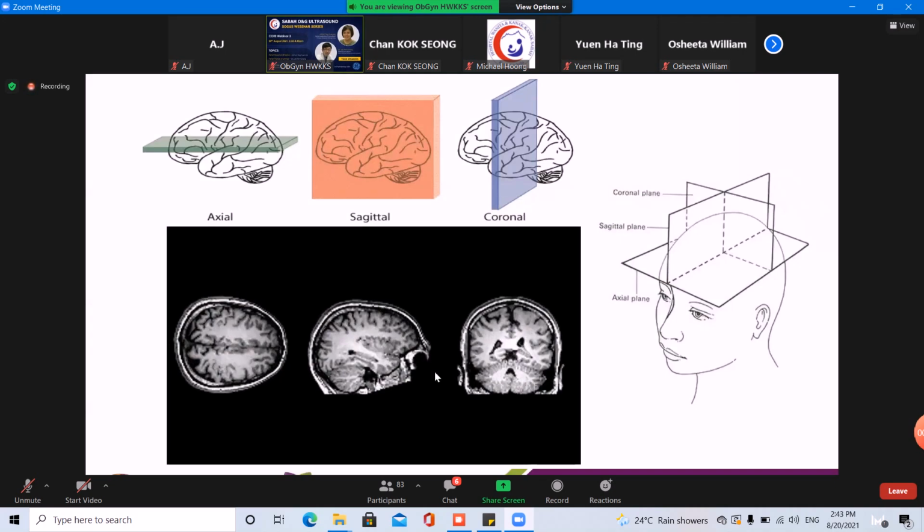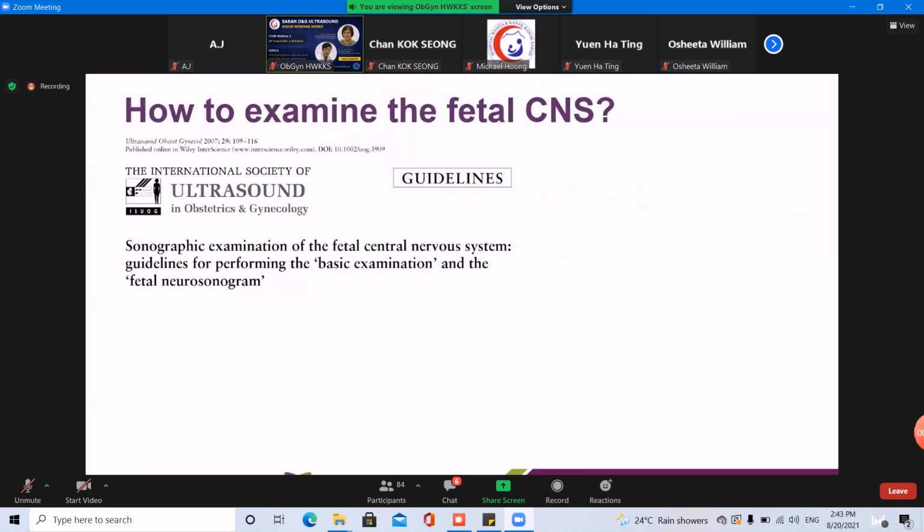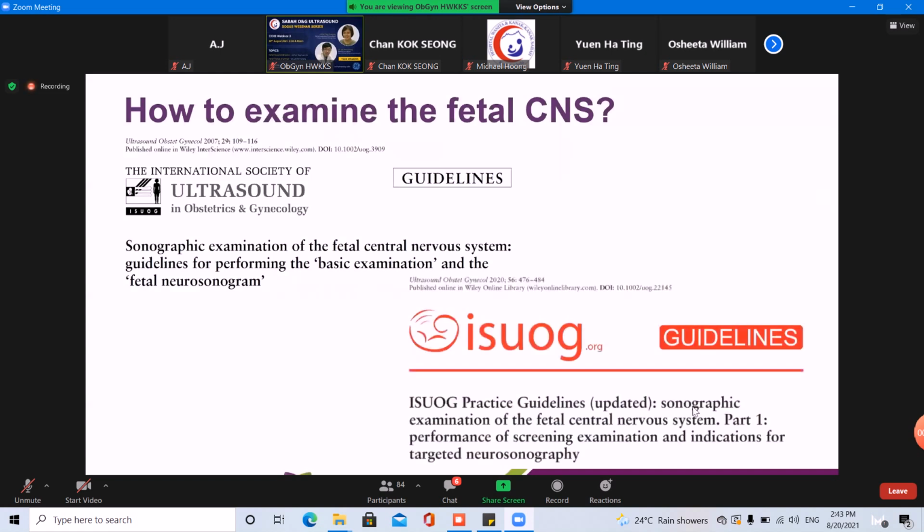And how do we examine the fetal brain by ultrasound scan? We follow guidelines, and the most important guideline is the one written by ISUOG in 2007. This is the old guideline. And we know that just last year, a new guideline has been published, but it is only part one. We're still waiting for part two.